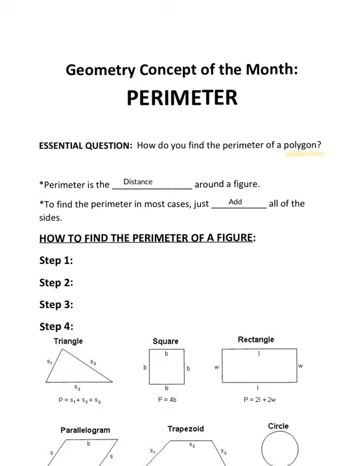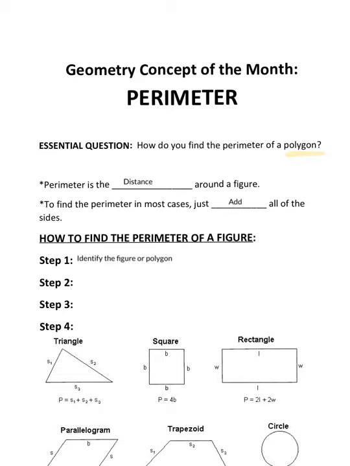Now, there are 4 steps that I would like for you to follow on how to find the perimeter of a figure. Step number 1, we want to clearly identify what the figure is, so you know exactly what steps to take. All right, and in step number 2, we want to go ahead and write the formula.